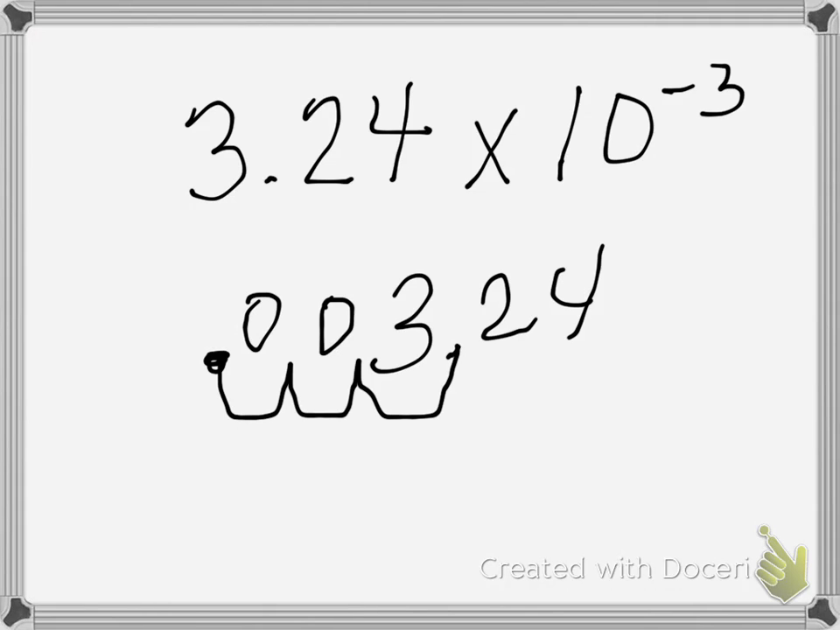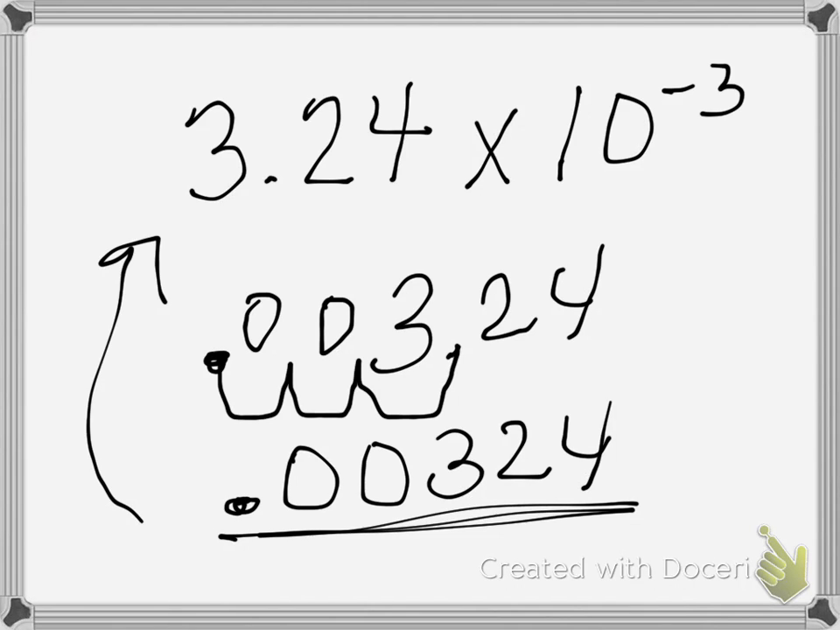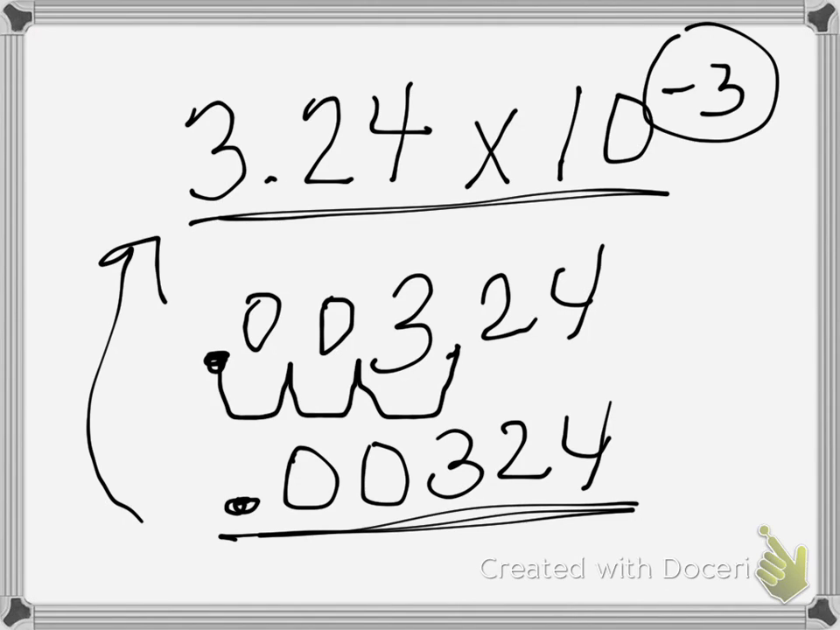So now my new decimal is 0.00324. This is my new answer for this standard form. This is going from scientific notation to standard form. Okay? We knew that it was a negative exponent, so we knew this number was less than 1. We know that our decimal point is here, and we need to make this number less than 1. So we moved it over 1, 2, 3 times. And we placed our zeros in the humps.